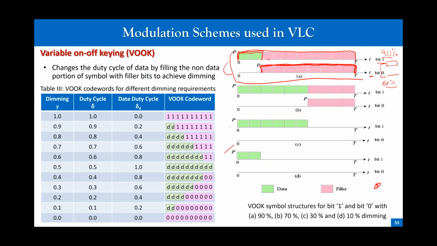Now let us see how we do 10% dimming. So this is the case of 90% dimming. If we want to do 10%, let us see how we do 10% dimming. So in 10% dimming, of course, you do not have any transmission for bit 0. For bit 1, again, for a certain duration, we do not transmit anything. Okay, so this case tells us how to do 10% dimming.